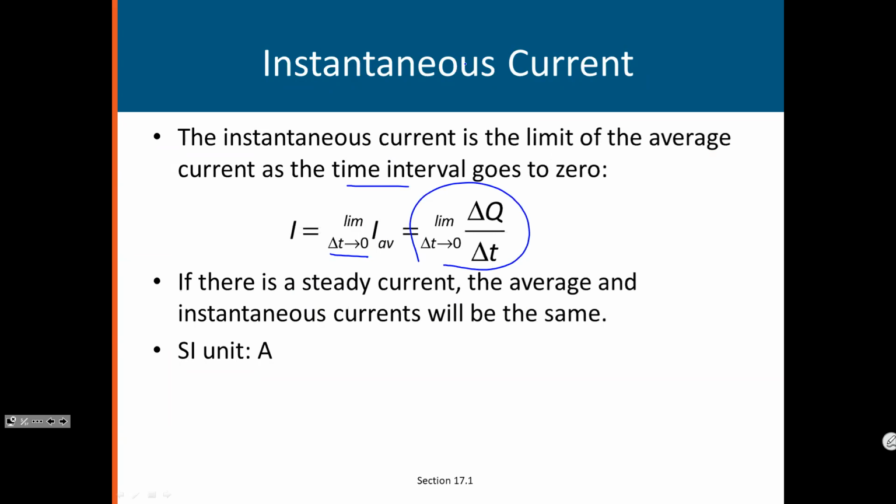Suppose we have a steady current, that means a current that does not change with time, a constant value of current. Then there is no difference between average and instantaneous. The instantaneous current will be the average current at any point in time during that period. So the unit will be the same as the average current, which is ampere or coulomb per second.